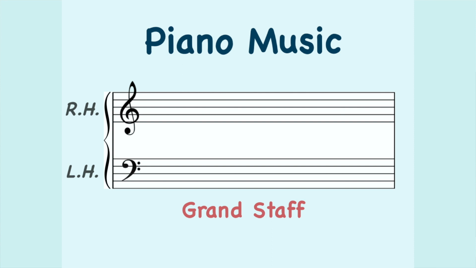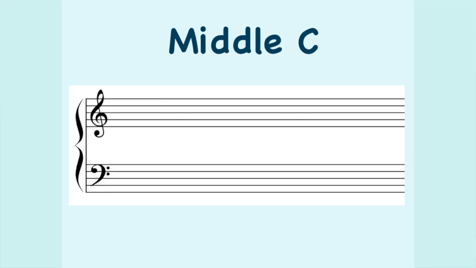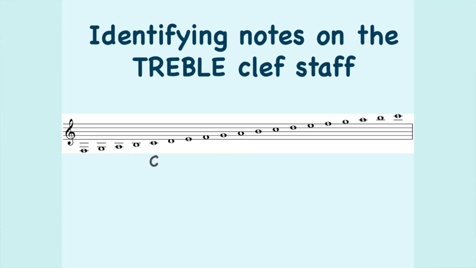As regards the names of notes on the staff, let's locate middle C first. Middle C is written with a ledger line below the treble staff or above the bass staff. When it is written below the treble staff, you play it with your right hand. If it is above the bass staff, you play it with your left hand. After locating middle C, it's easier to name the rest of the notes on the staff.